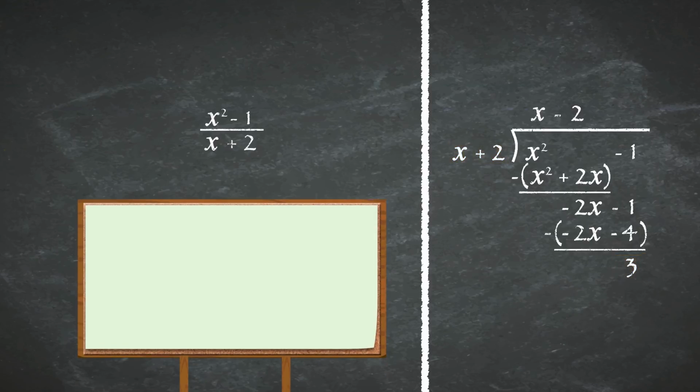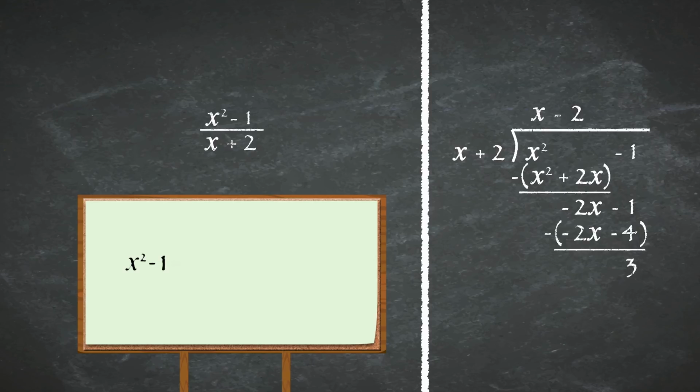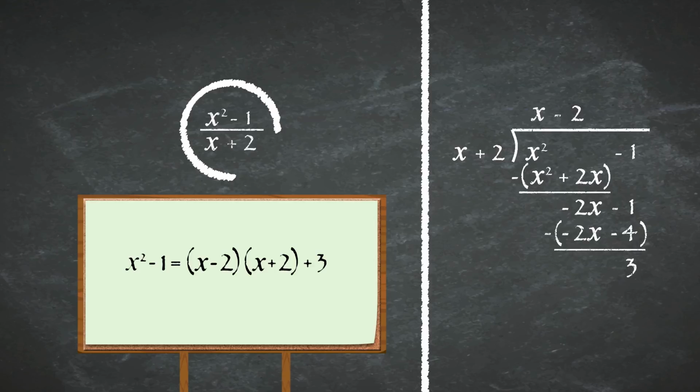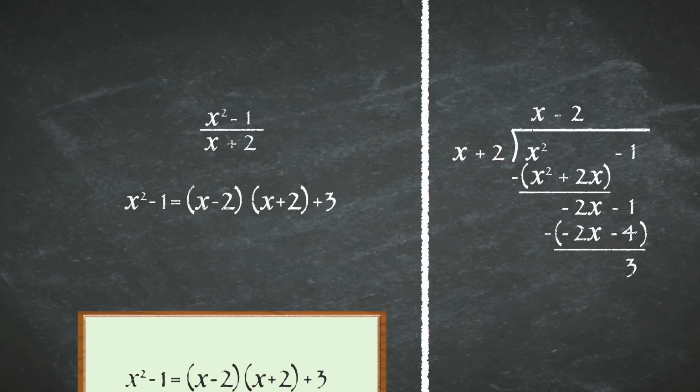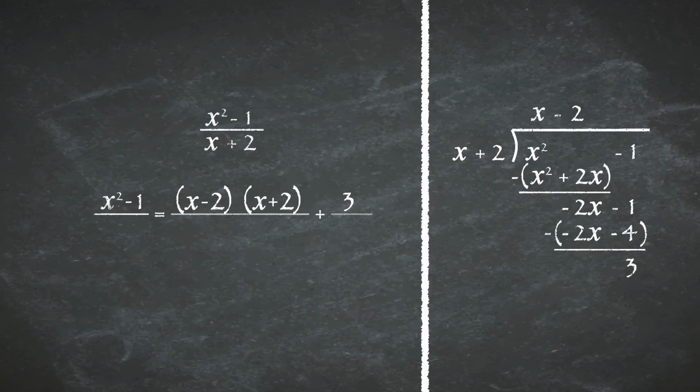Remember, we can now express x squared minus 1 as x minus 2 times x plus 2 plus 3. How do we get back to the single fraction? We can do so by dividing all the terms by x plus 2. Simplify the expressions to get a polynomial x minus 2 plus a proper fraction 3 over x plus 2.